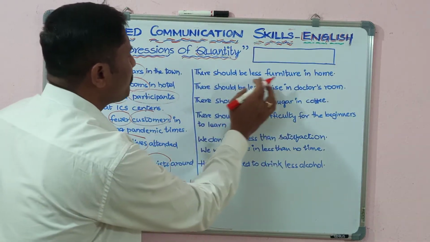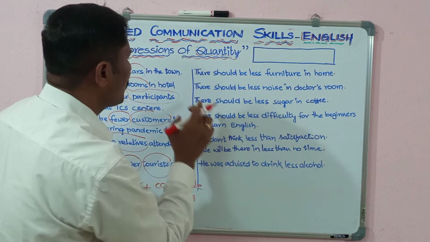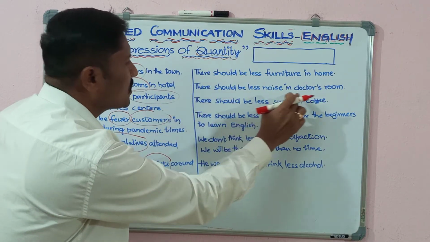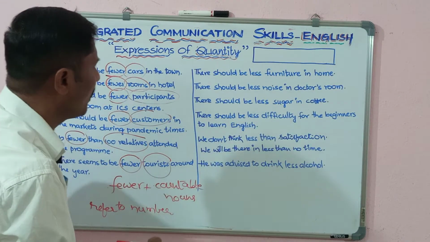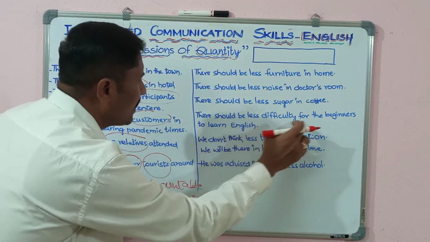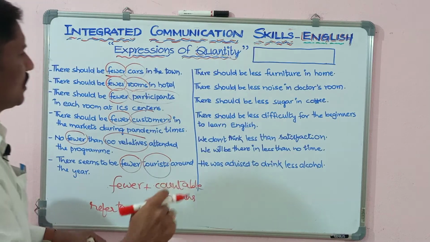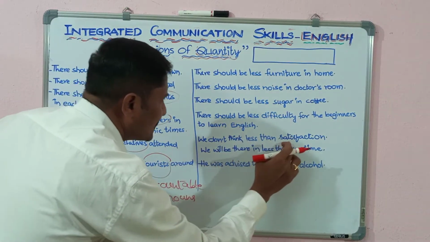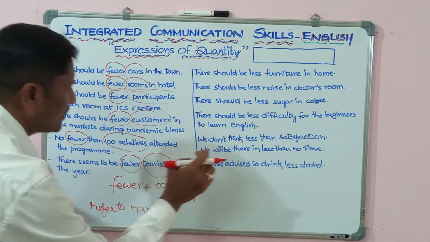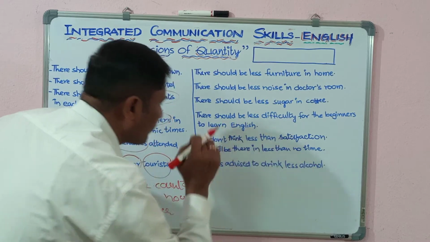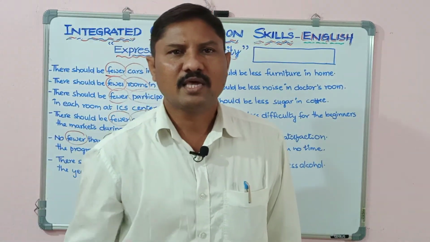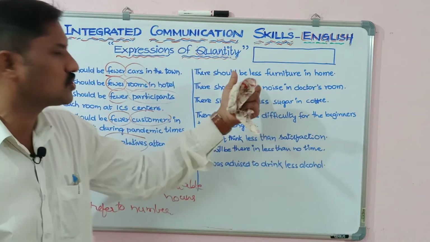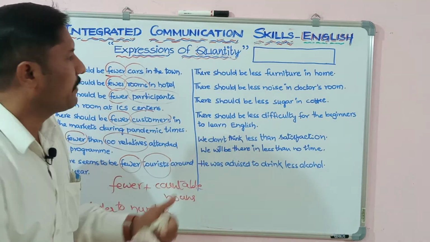There should be less furniture in home. Next one. There should be less noise in doctor's room. There should be less sugar in coffee. There should be less difficulty for the beginners to learn English. We don't think less than satisfaction. We will be there in less than no time. He was advised to drink less alcohol. If we observe the sentences on the right side, let me repeat.